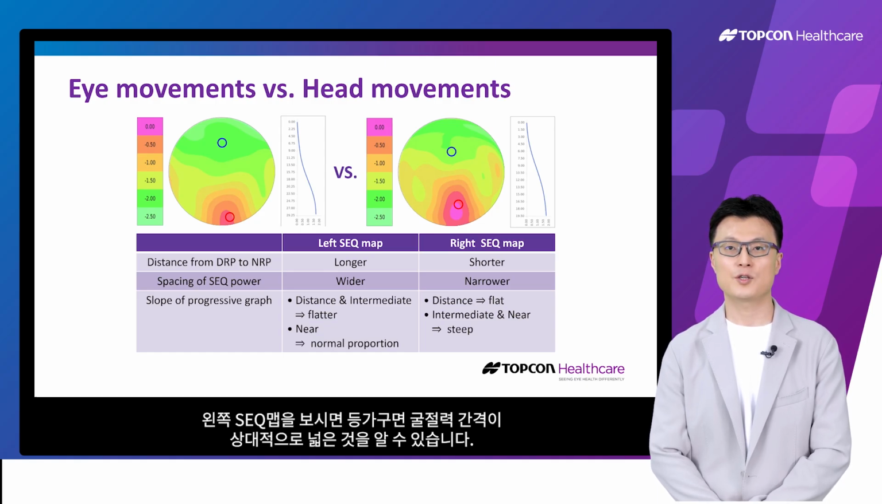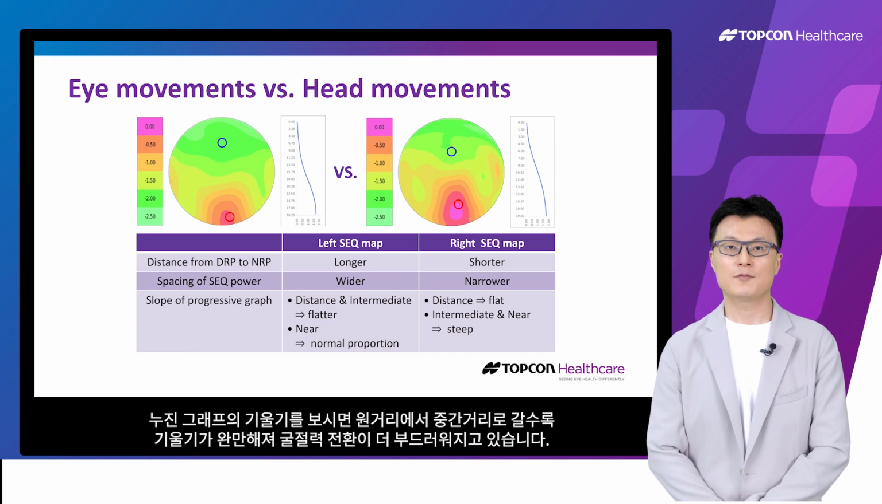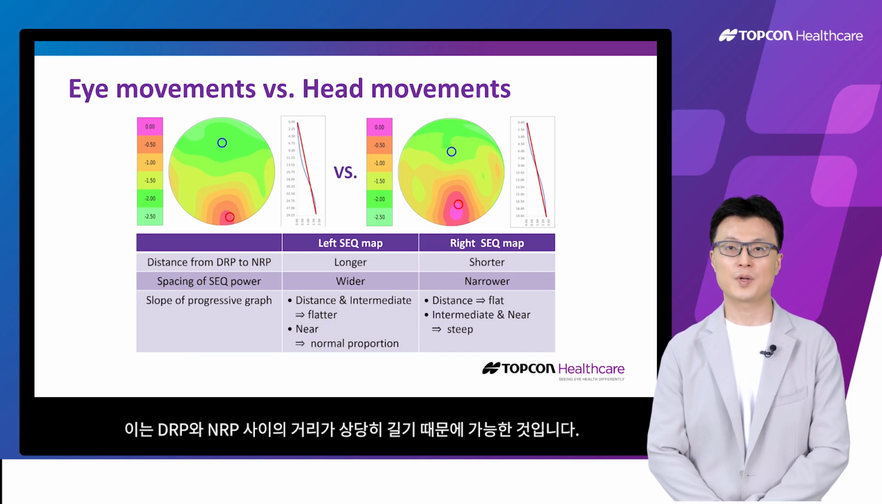Looking at the left SEQ map, you can see that the intervals between SEQ powers are relatively wider. If you look at the slope of the progressive graph, you will notice it's flatter from far distance to intermediate, allowing for smoother refraction transitions. This is possible because the distance between DRP and NRP is quite long.